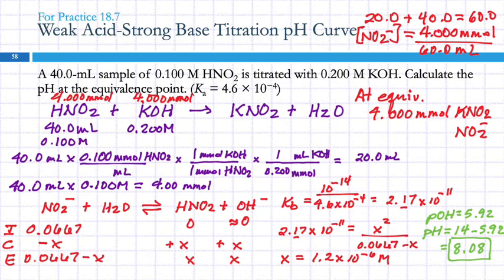Is that kind of what we expect for the titration of a weak acid? Yes. Because at the equivalence point, when you're titrating a weak acid, the solution will be somewhat basic because you have that weak conjugate base in there. Any questions?